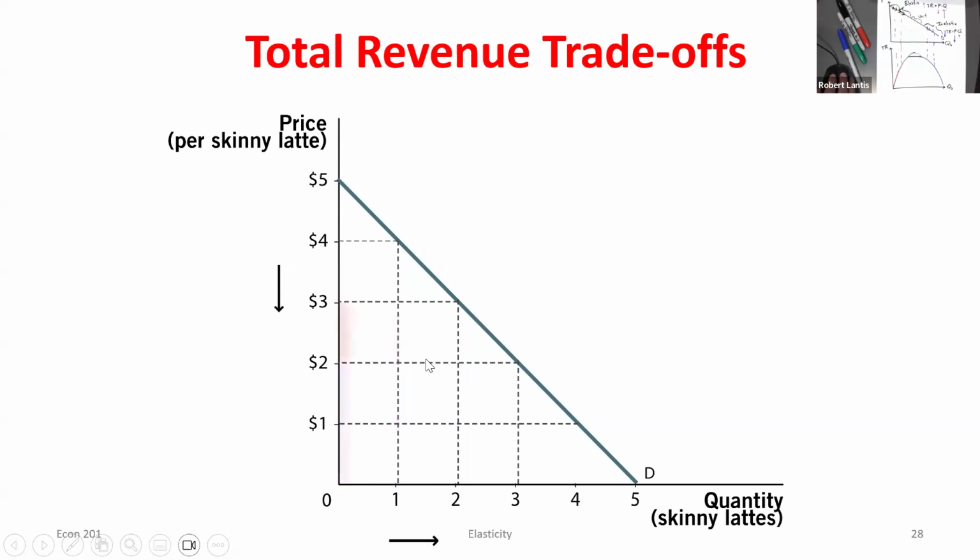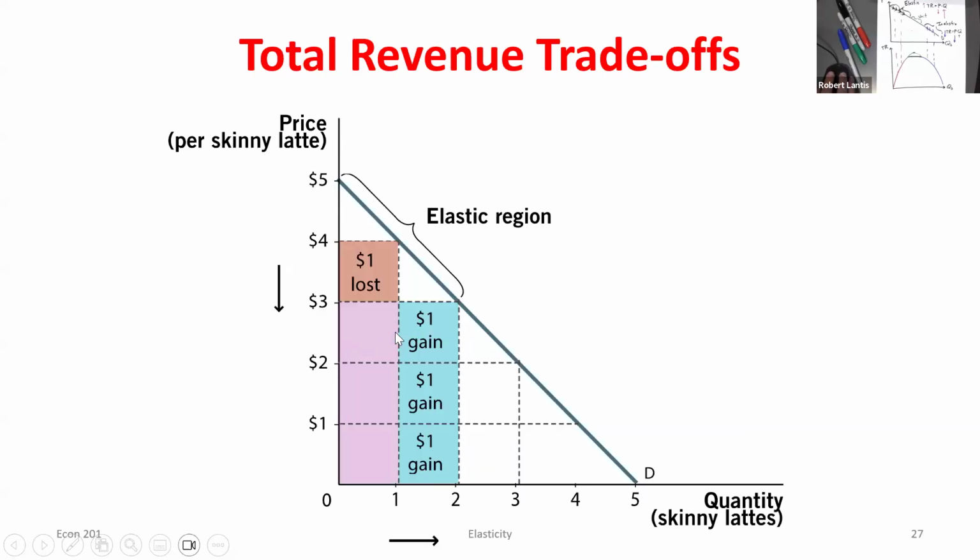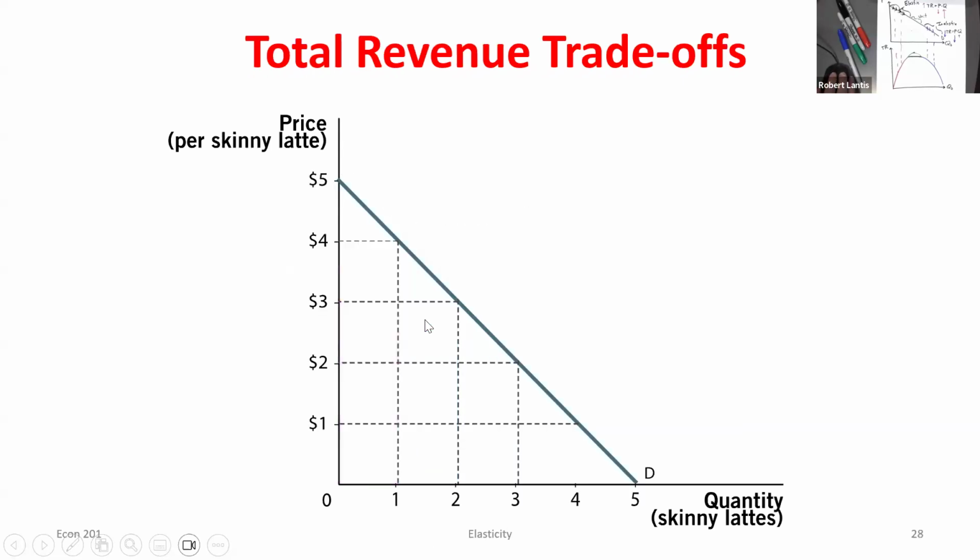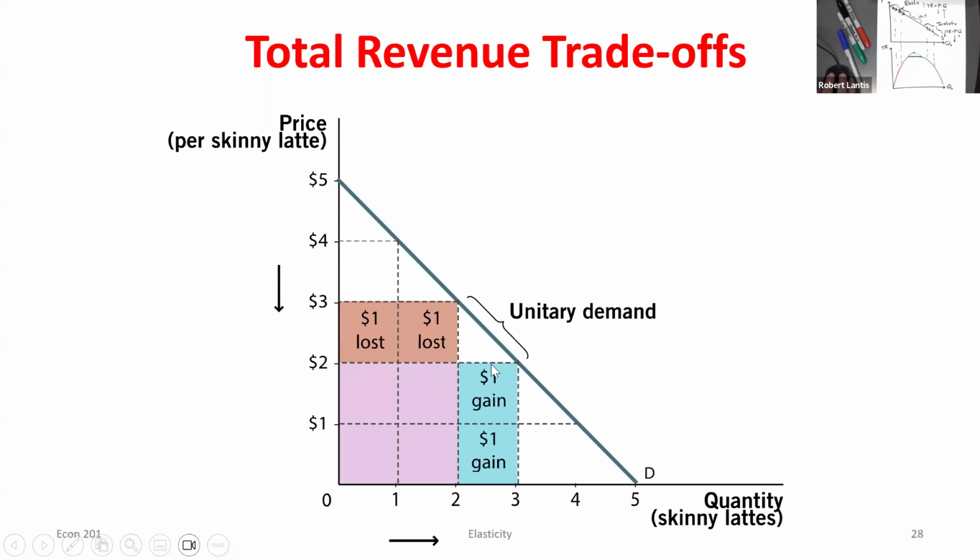Now, if I then lower the price from 3 to $2, well, compared to before, when I was charging 3, those first 2 units, I'm losing $1 on each. But I've convinced this consumer to buy a third drink, so I'm now making the new price of $2 on that third drink. These would equally offset each other. This would be what has happened to total revenue. It hasn't changed. This is our unit elastic point or unitary elastic point on the demand curve.